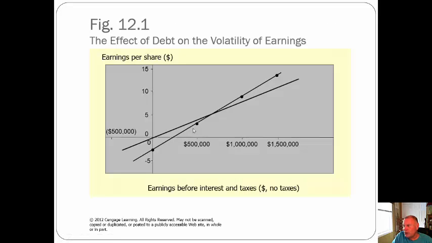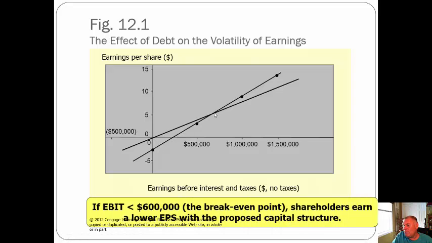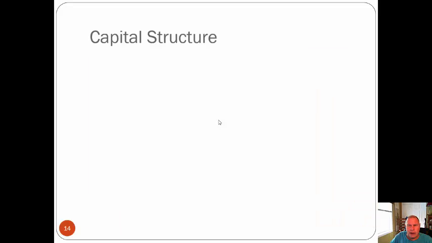Now, what this shows us is that the effect of debt on the volatility of earnings is there's an optimal point. There's a point where it becomes negative and a point where it becomes positive. So you probably want to be right in that equal field if you want to be fully balanced, and that would get us $600,000 as our approximate break-even point where we'll be even. So that gives you a sense of that.